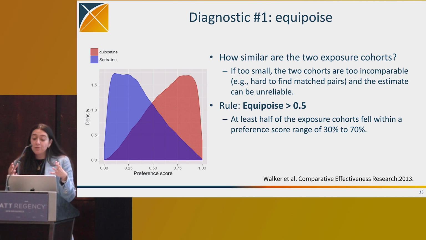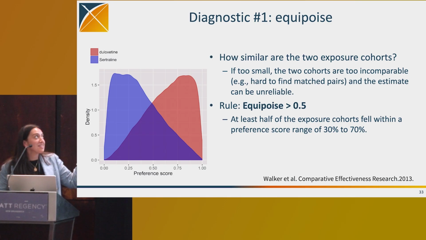The threshold that we use is that we want an equipoise value that is greater than 0.5. What that means is that more than half of the patients in each group have a preference score between 0.3 and 0.7. If their preference score is 0.9, it means they're really likely to get that treatment. And so we want cohorts that are a little bit more comparable, where they could have gone in either treatment group. That helps us know that our estimates are a little bit more reliable, because the patients aren't coming from totally different data distributions. So this is the threshold that we use.